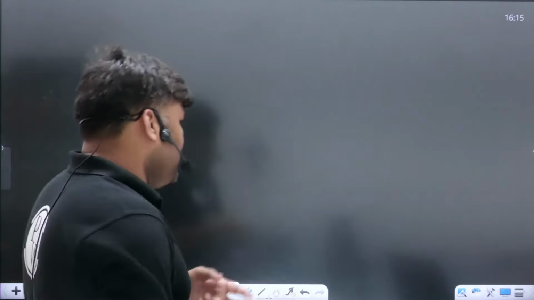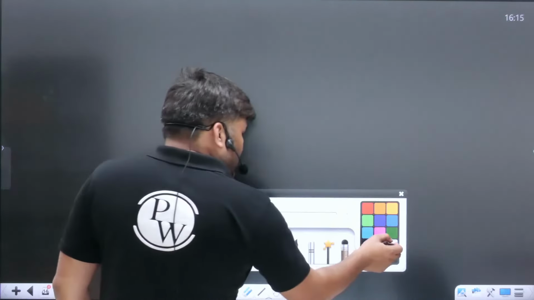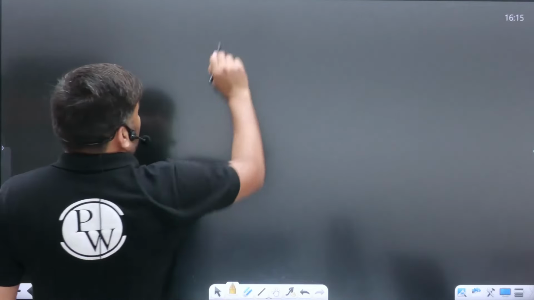For path of contact you have certain formulas, you must remember them. For interference you have certain formulas. For minimum number of teeth you must remember them. In rack and pinion you have certain formulas, you have to remember them, beta. Now, next we are going to talk about gear train.